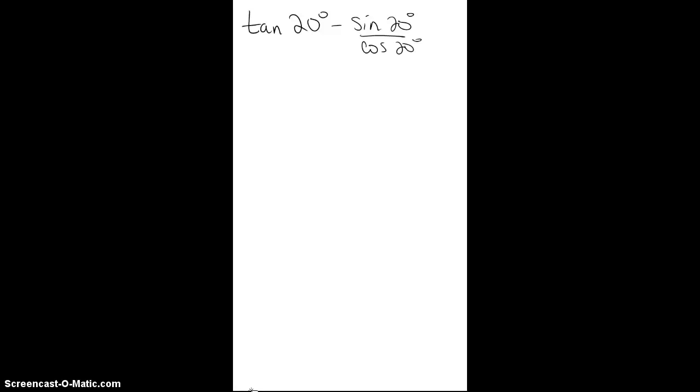Okay, so one problem that we didn't have time to do today in class is this one right here. And so remember, you're going to look at your toolbox and say, what do I know about this? And again, we want an exact answer. We don't want a decimal.